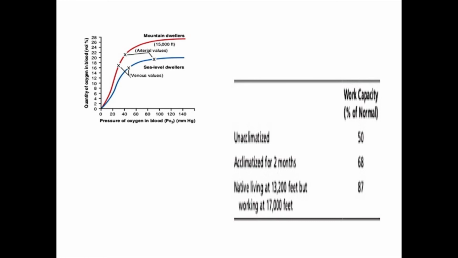Here you can see the oxyhemoglobin dissociation curve for high and low dwellers. And you can observe the leftward shift of the curve in mountain dwellers, as a result of which here you can see the positive effect of acclimatization on work capacity.